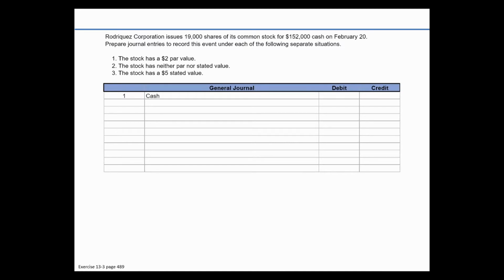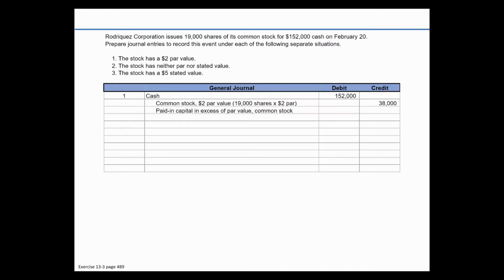And so to do that, you would record a debit to cash in the amount of $152,000 because that's the amount of cash that Rodriguez Corporation is receiving. And then we would credit common stock, $2 par value, for $38,000, and we figure out that it's $38,000 by taking the number of shares that we are issuing, which is 19,000, multiplying that by the par value, which in this case is $2.